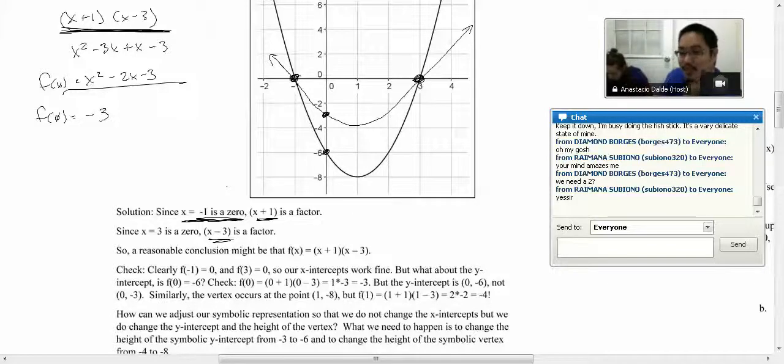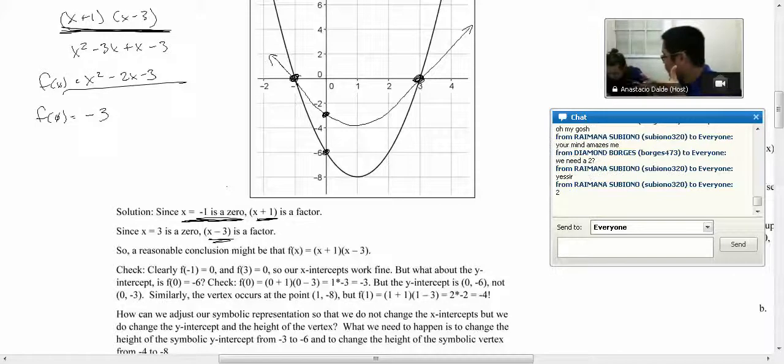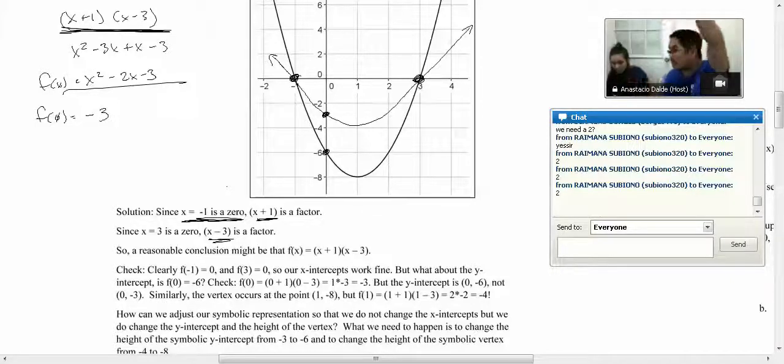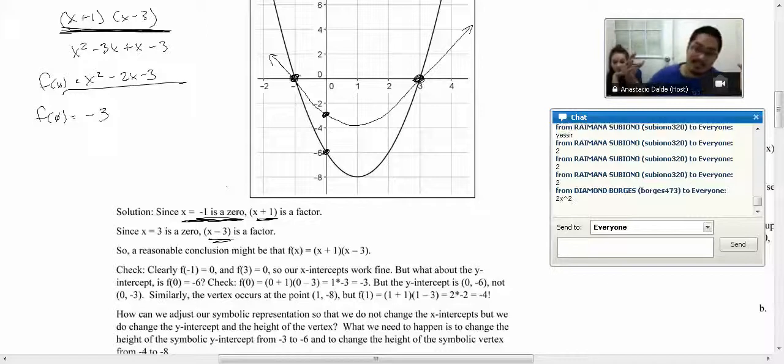Diamond's got it, basically we need a 2. What are we going to do with the 2? What do you mean we need a 2? 2 times 3. 2 times this whole thing. Because what a 2 times that whole thing would do is stretch this thing or make it skinnier. Well, let's times it by 2. Let's just try that.